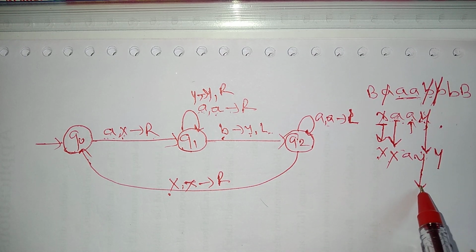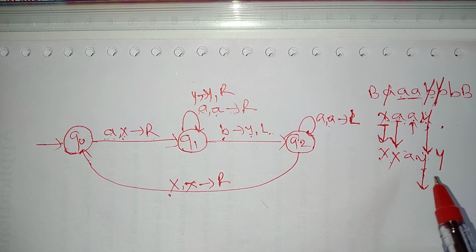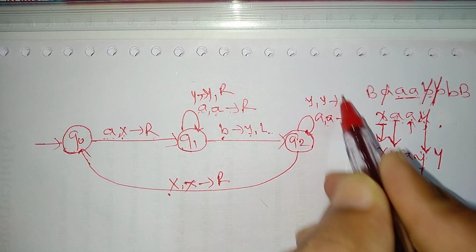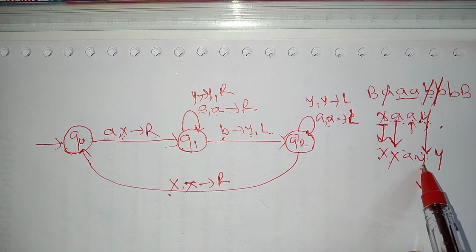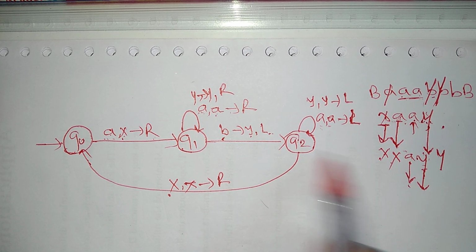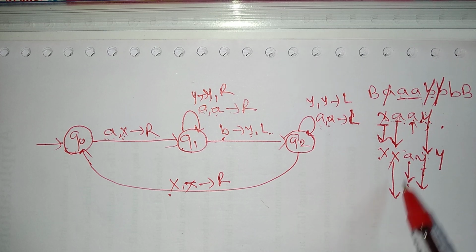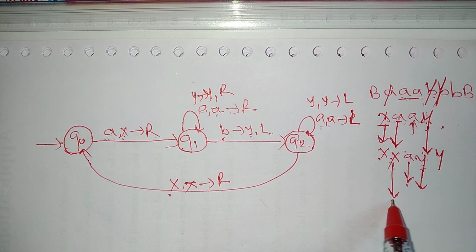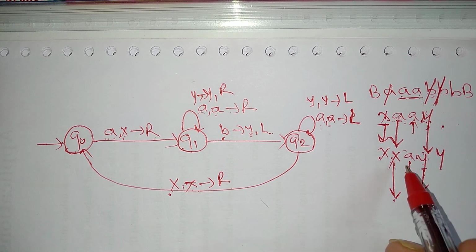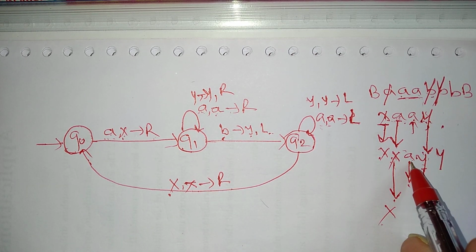My pointer is at this point. Now what is here? y. We haven't written for y, so please write here: y replaced with y, go to left side. It will come to this position. a replaced with a, go to left. Now what have I found? I have found x. What is the condition here? x replaced with x, go to the right side.